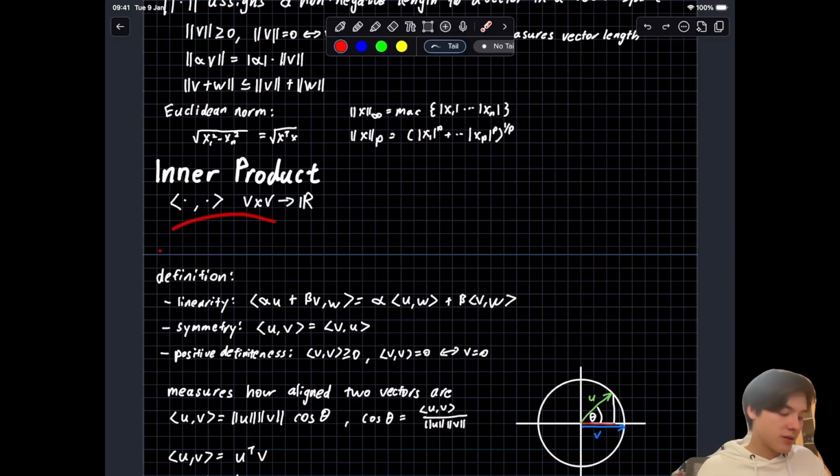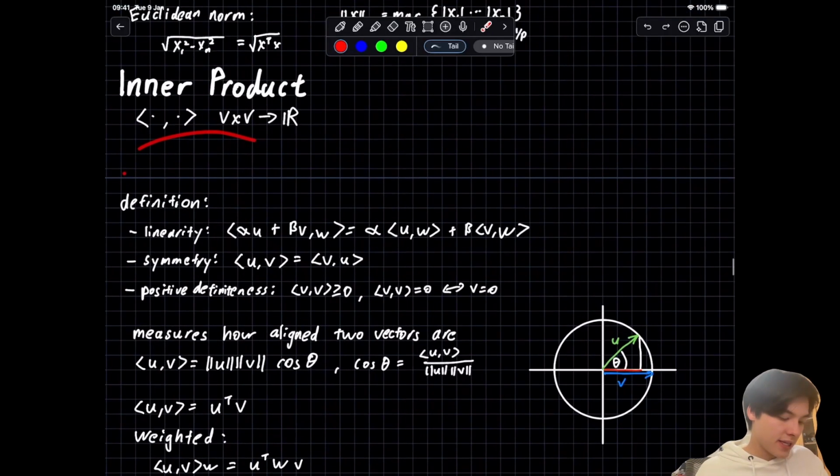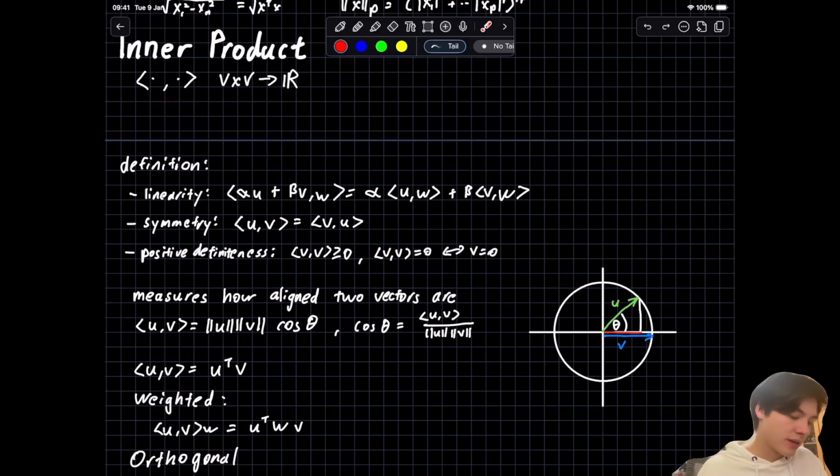Inner product is defined like this. We have linearity.